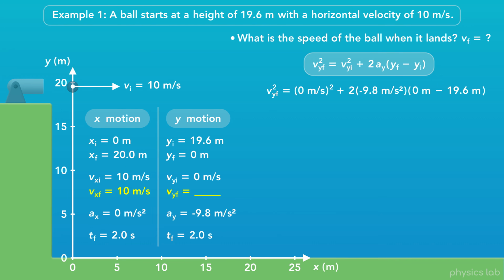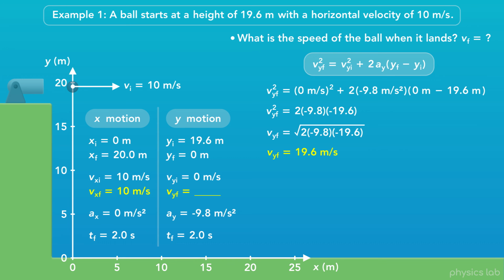We plug in 0 meters per second for the initial y velocity, negative 9.8 meters per second squared for the y acceleration, 0 meters for the final y position, and 19.6 meters for the initial y position. If we simplify that and take the square root of both sides, we get 19.6 meters per second.